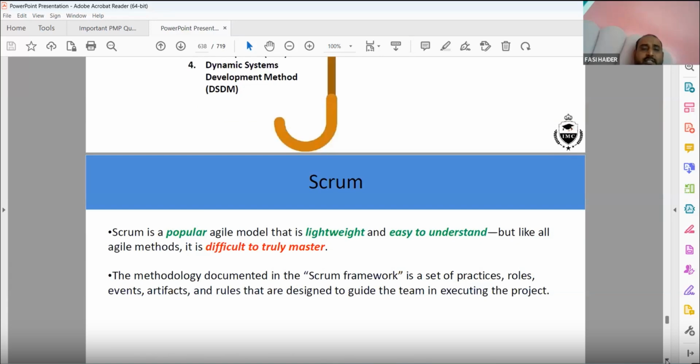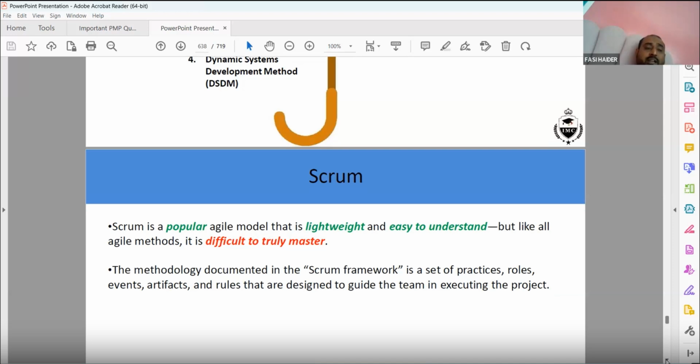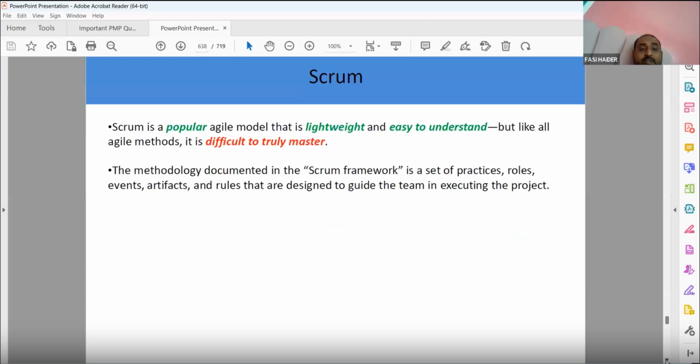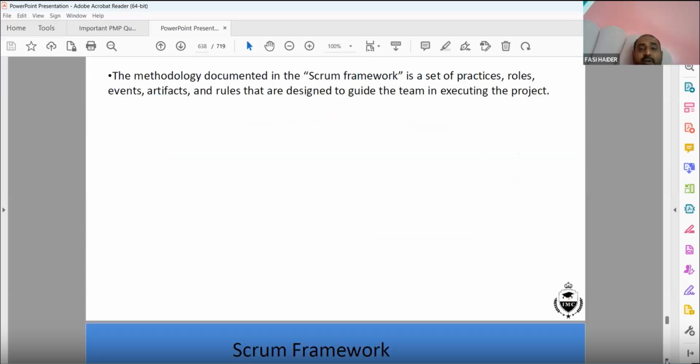Okay, so Scrum is a popular agile model that is lightweight and easy to understand. When we talk about methodology, the Scrum framework is a set of practices, rules, and events that are designed to guide.